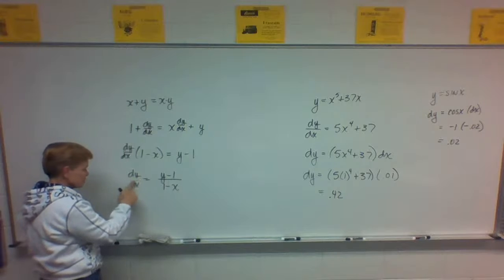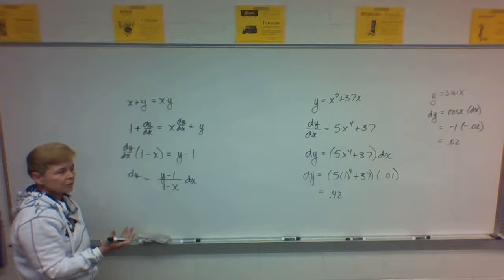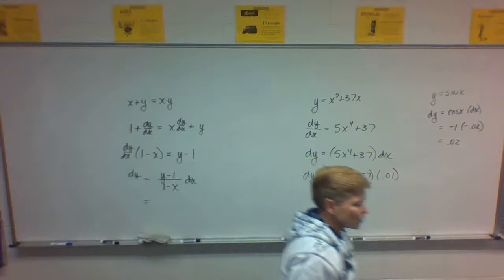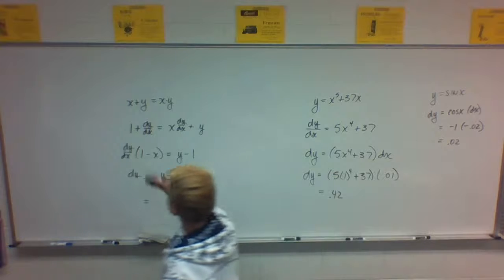Can I do this to you? Based on what we just learned? Okay. So we're going to plug some things in. They want us to evaluate it when x is 2 and dx is 0.05, but we've got a problem. Y. How are we going to find out what y is? You're just going to plug it in the original. Plug it in the original. Exactly. So we've got a little bit more work to do.